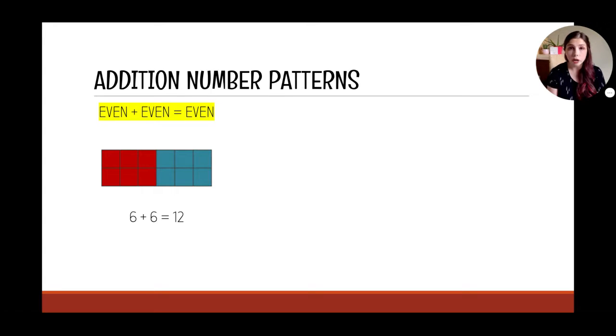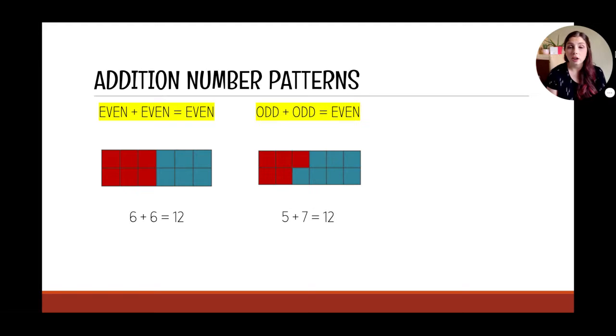That's because every square has a pair. I'm adding an even number with pairs to an even number with pairs, and so everyone's going to have a pair in the end. When I add an odd plus an odd number, I get an even answer. 5 red boxes plus 7 blue boxes equals 12 boxes. You can see in my picture that even though 5 is odd and 7 is odd, those leftover boxes from 5 and 7 get to partner up and make a pair, and now my answer is an even number, 12.